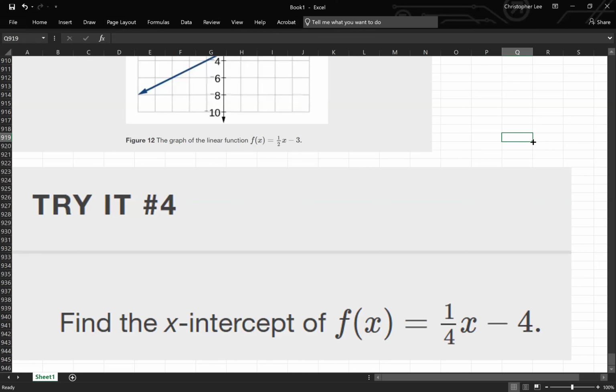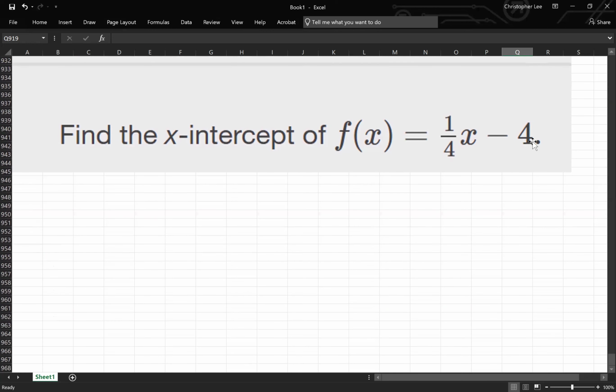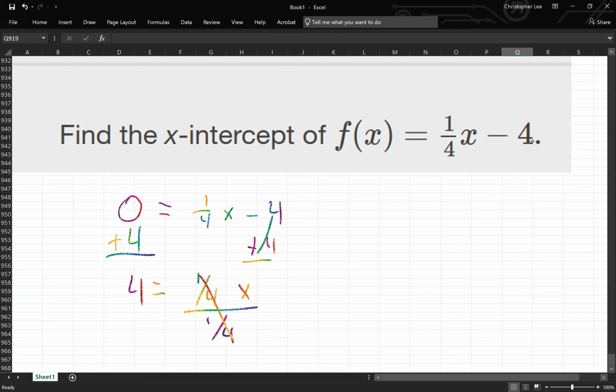Good? So I'm going to set this equation equal to 0. So 0 is equal to 1/4 x minus 4. I'm going to solve for x. I'm going to add 4 here. So I have 4 is equal to 1/4 x. Divide by 1/4. Right? So I have x is equal to, what's this? 4 times 4, 16. So this is 16 comma 0.